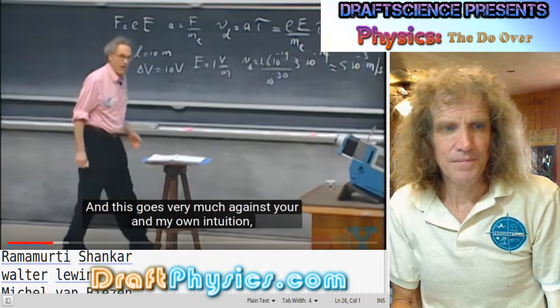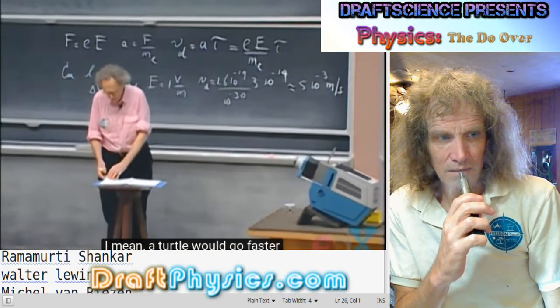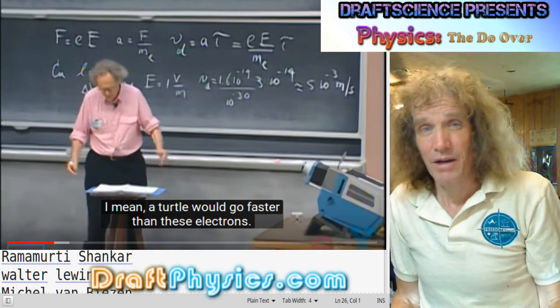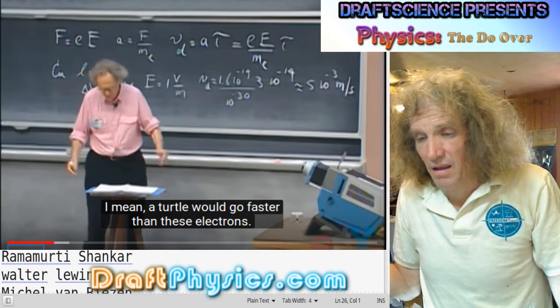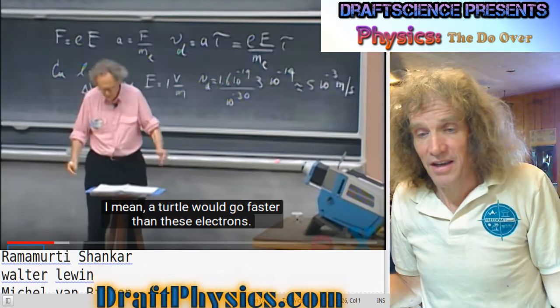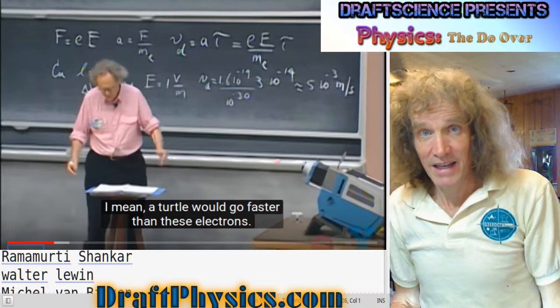And this goes very much against your and my intuition. This is the way it is. I mean, a turtle would go faster than these electrons. So he just says it's the way it is. It doesn't sound quite right. It's based on a huge number of assumptions, you could say. It's pretty weakly evidenced, but it's the way it is.